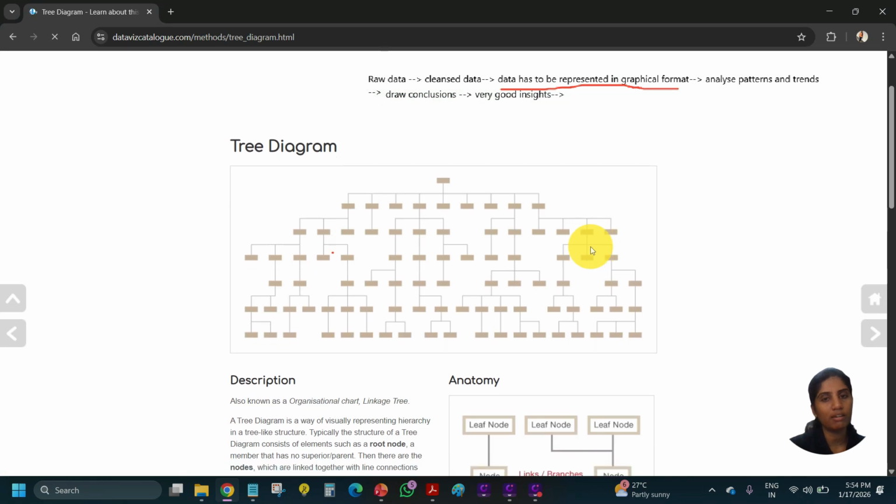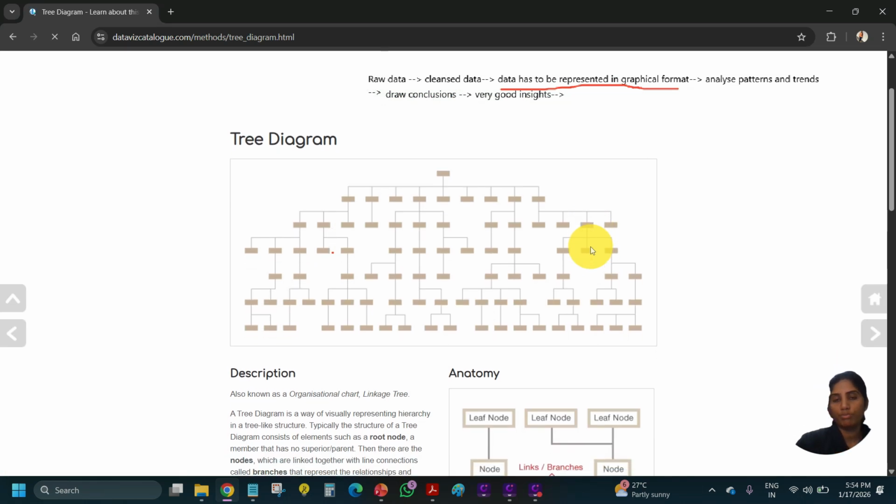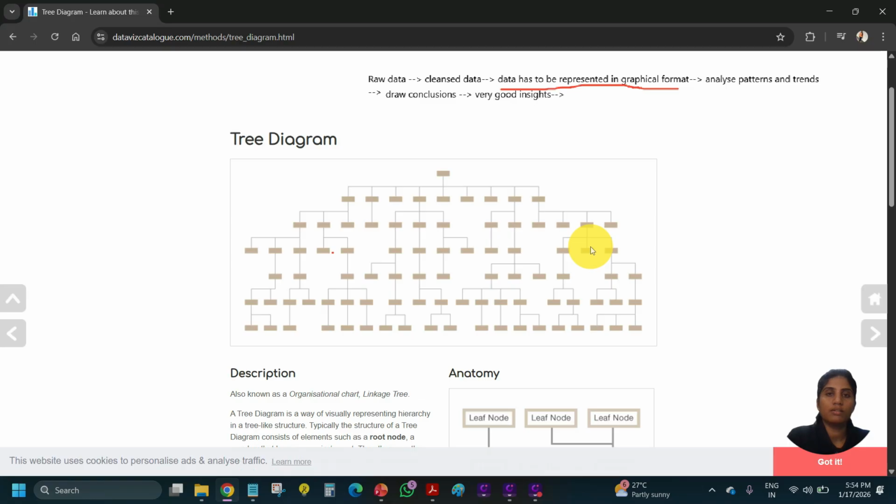The tree diagram can be used, for example, if you take any organization, it will start from the CEO, and under him he will have many reportees, right? So his reportees will be 1 2 3 4 5 6 7 8 9 10. Okay, 10 reportees are there. For this type of hierarchical diagram we can use a tree diagram, which is just a graphical representation. We will know, okay, this person is reporting under this person.